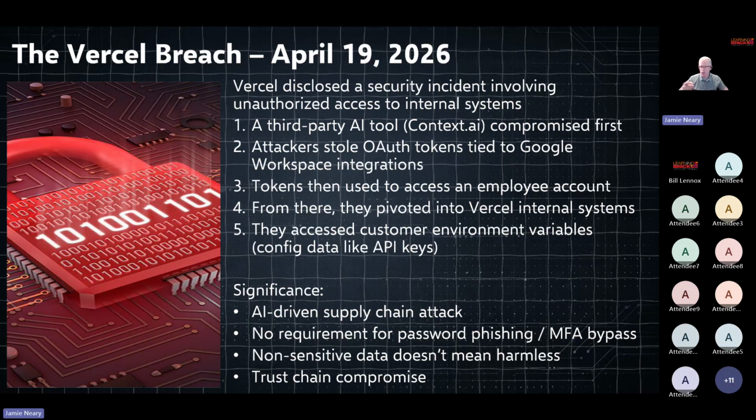People were saying, okay, well, there wasn't any real sensitive data that got compromised in there. It wasn't personally identifiable information. It wasn't credit cards. It wasn't financial information. But it's code, it's source code, and therefore it's access to other data, other systems. So another thing to keep in mind is that non-sensitive data doesn't mean that it's harmless.